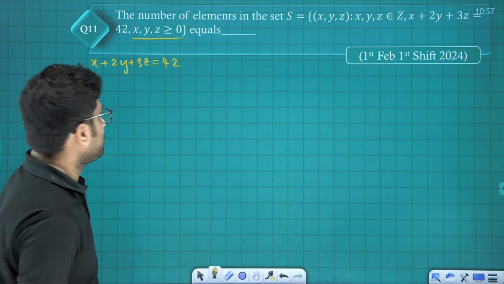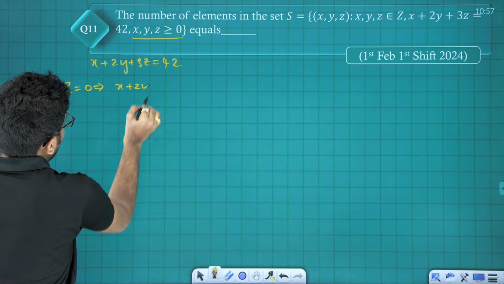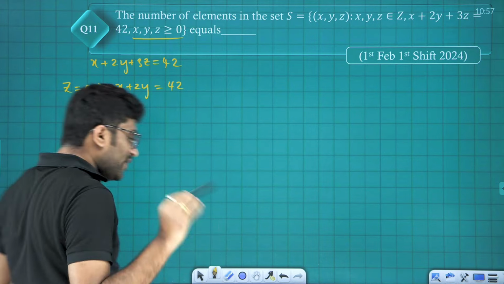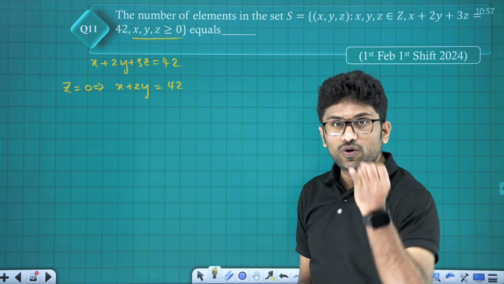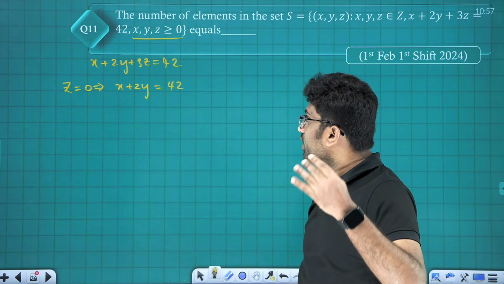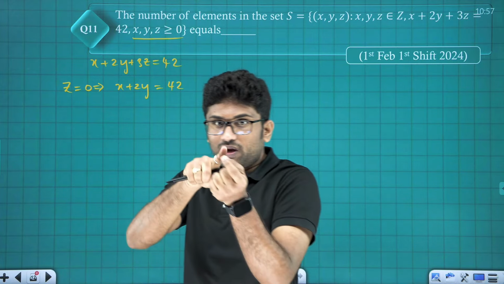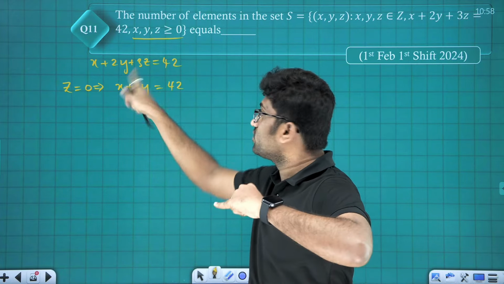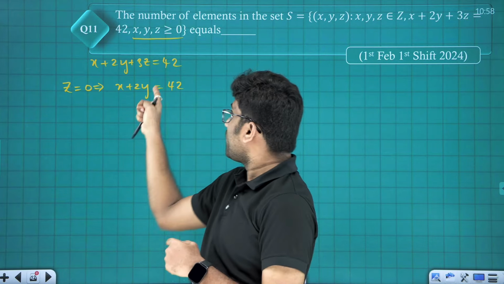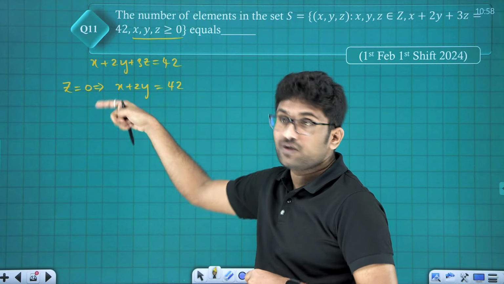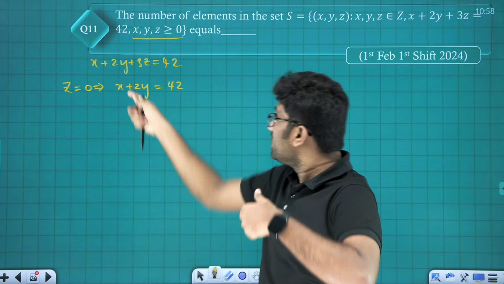only algebra concept. Suppose, friends, if z is equal to 0, then we get x plus 2y is equal to 42. If x plus 2y is 42, the value of y can take 0, 1, 2, 3, 4 and so on till 21. See, if y takes 0, x will be 42. If y takes 1, x will be 40. In that way, if y is 21, x will be 0. y can't go beyond 21, because if y takes 22, x will be negative.